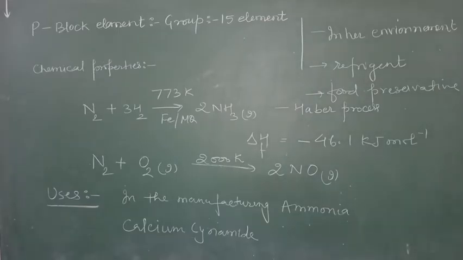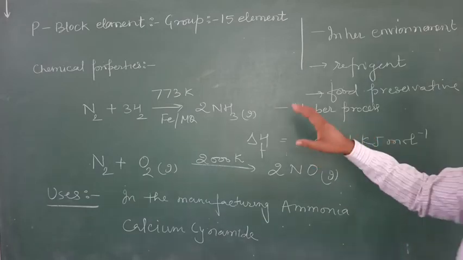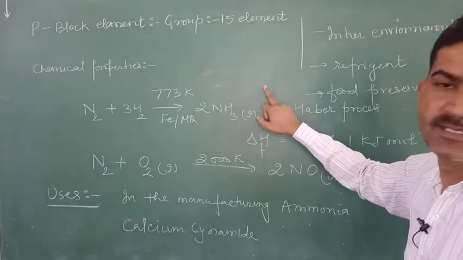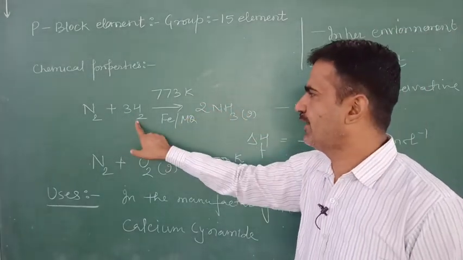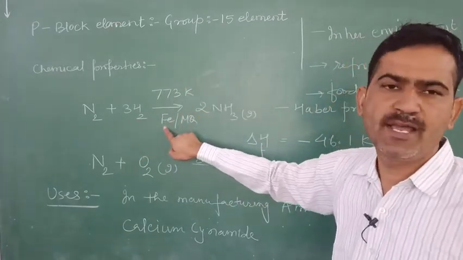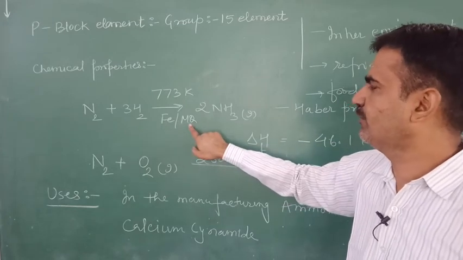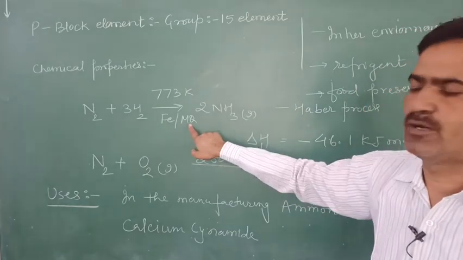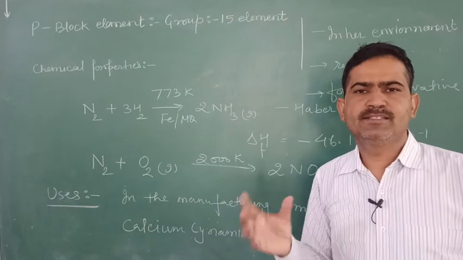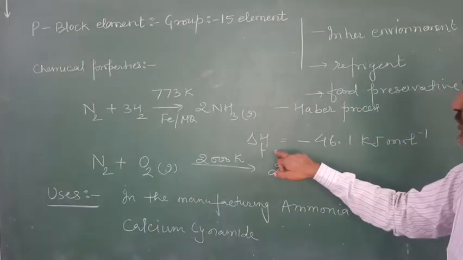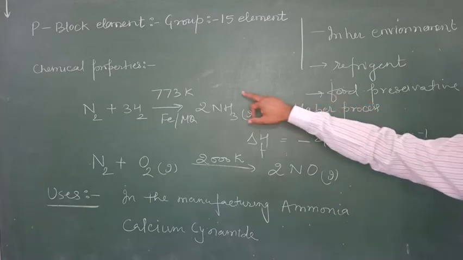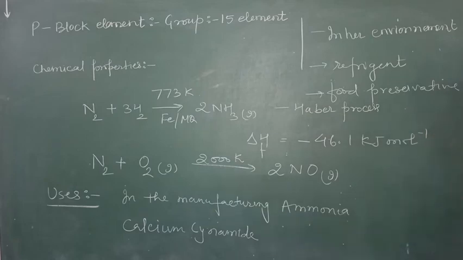Students, nitrogen has some chemical properties. A very famous reaction is the Haber process, the manufacturing of ammonia gas. In it, nitrogen reacts with hydrogen in a 1:3 ratio at 773 Kelvin in the presence of iron as a catalyst, and molybdenum is a promoter that enhances the activity of the catalyst. It forms ammonia, and it is an exothermic process, with energy of formation minus 46.1 kilojoule per mole. This process of manufacturing ammonia is known as the Haber process, and it is a very important process.